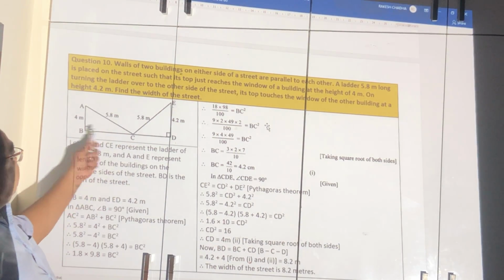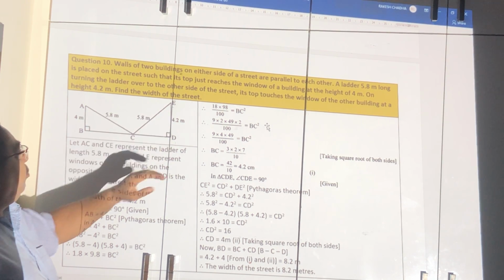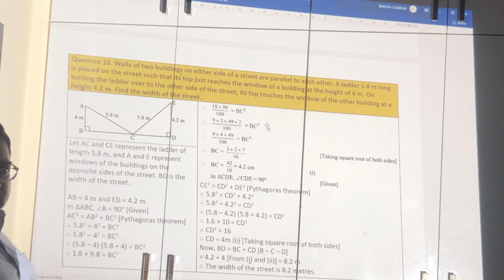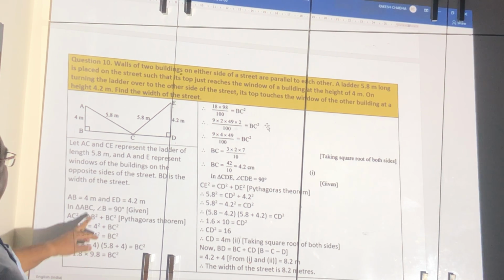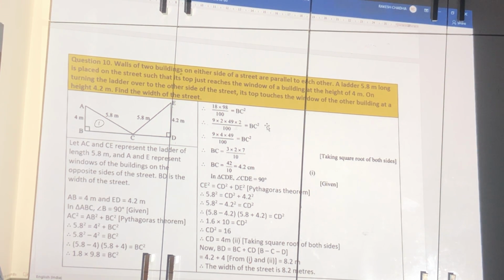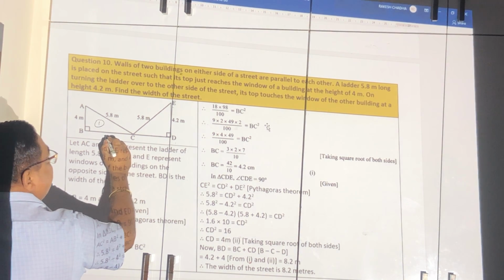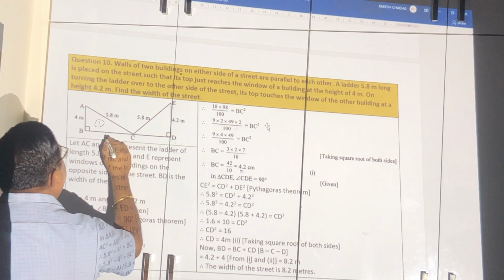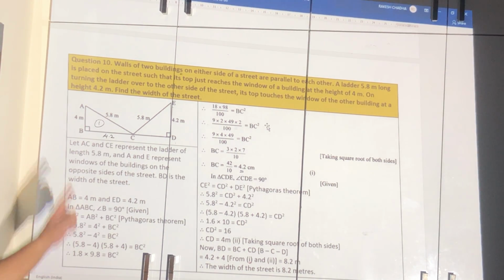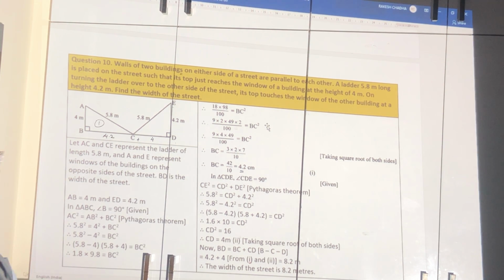I can't get BD directly. I will get BC, I will get CD, and I will add them together. So first, put all the values which are given: 4, 5.8, 5.8, 4.2. Because it is the same ladder, no? So the length can't change. They just twist it onto the other building. Now take triangle 1 and do Pythagoras. You will get BC. BC is 4.2, my friends. Take the other triangle. Do Pythagoras. You will get CD. Add both and you will get the answer.